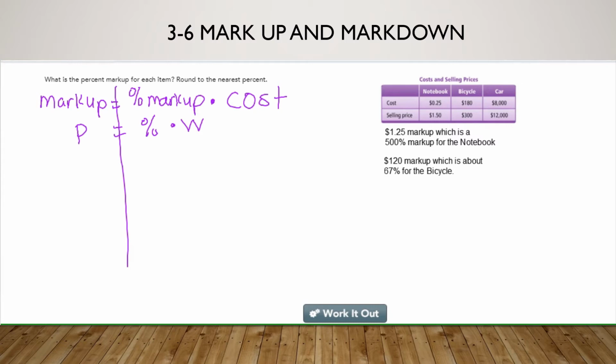Now we're going to do the same thing for the car. We're going to use our percent equation. In this case, the part is considered the markup, and to get the markup is the amount of change. So we have to go ahead and subtract 12,000 and 8,000.